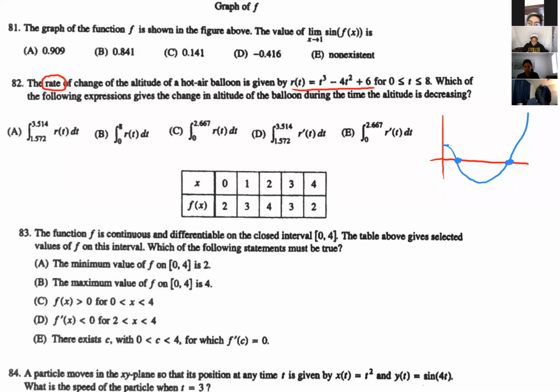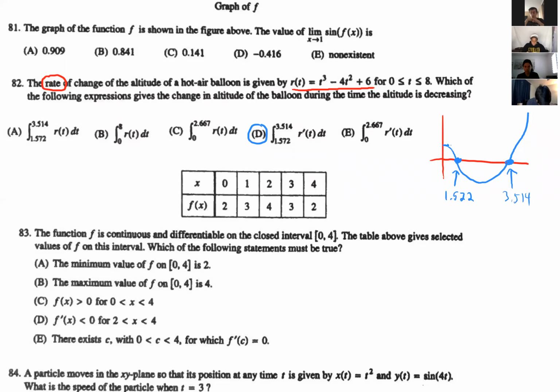So you just find the zeros on your calculator. And then this first zero is going to be 1.572. When you find the second zero, it's going to be 3.514. So when the rate of change is negative is when this graph is below the x-axis. So from 1.522 to 3.514, so that's going to be letter D.